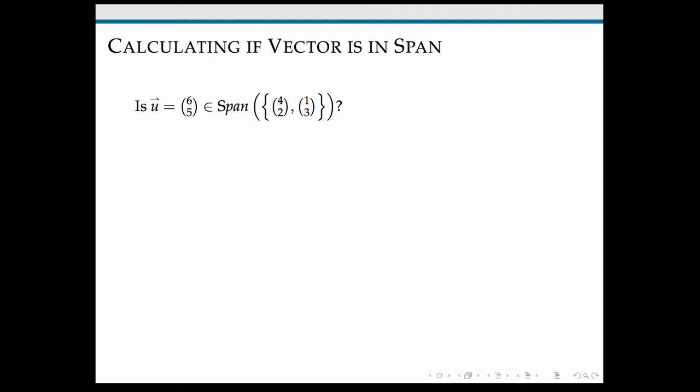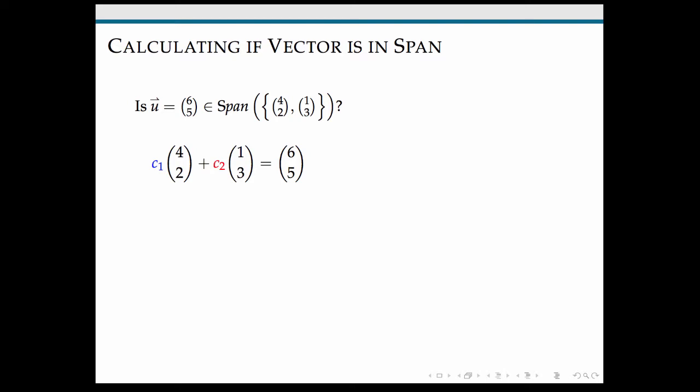So in general, a more uniform way to look at this: how do we calculate if a vector is in the span? For example, we already know that the vector (6, 5) is in the span of (4, 2) and (1, 3), because we calculated a linear combination that gave us (6, 5). But how more generally would we go about testing whether or not some vector was in the span of some other set of vectors? And so let's look at what this translates into in terms of techniques we've seen in previous lessons.